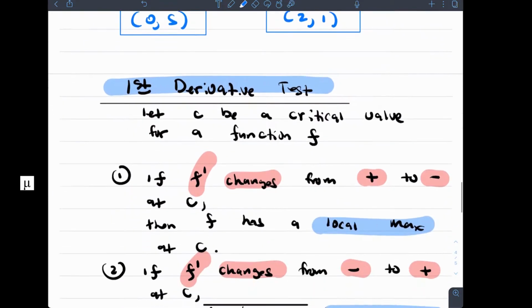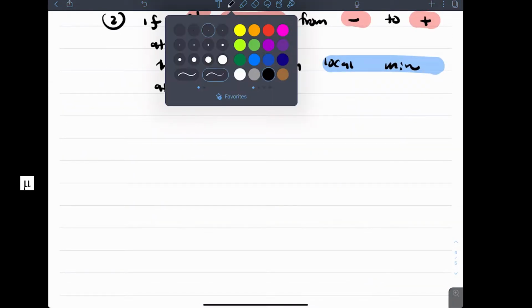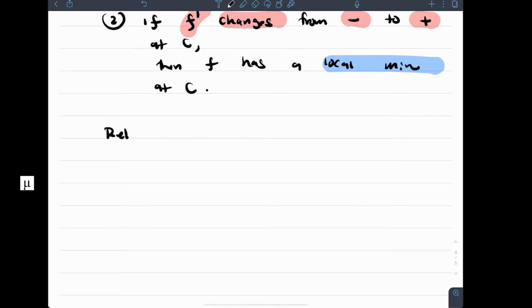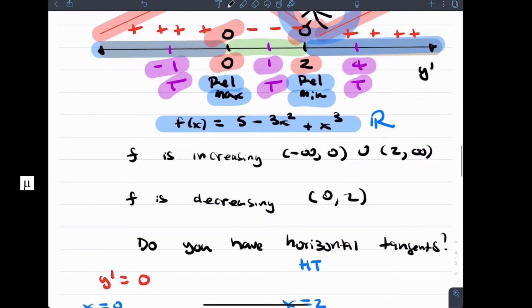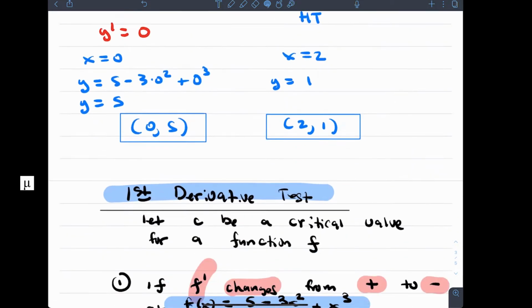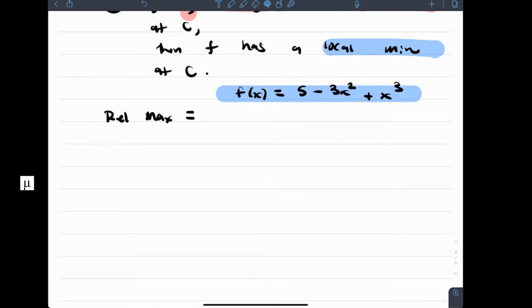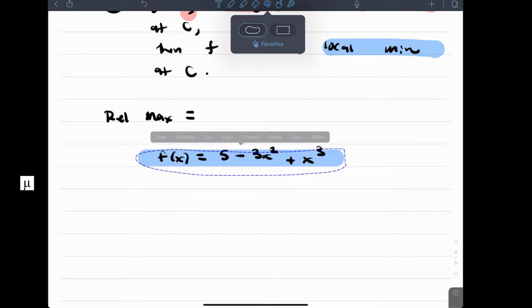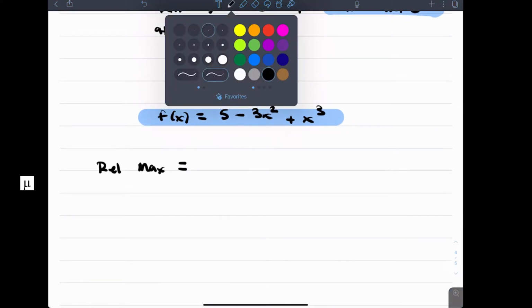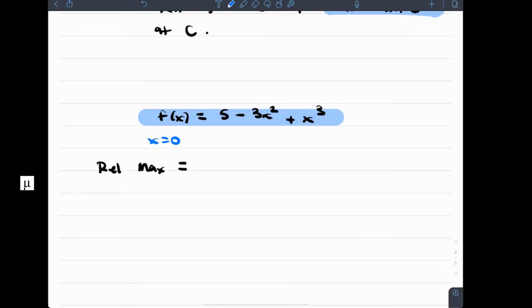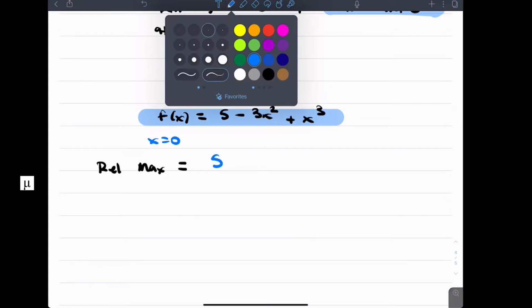So you might say, okay, what's the relative max? Go back to the function. You know what your function is? Right here. It happens where x is 0 and x is 2. Remember this function here? It happens when x is 0. So that means y is 5. You already found it.